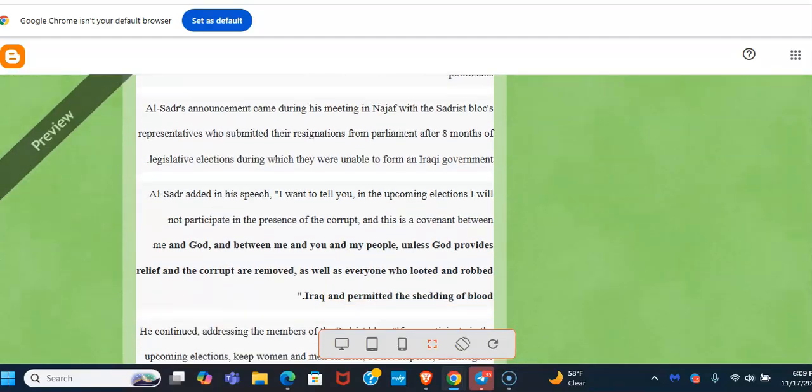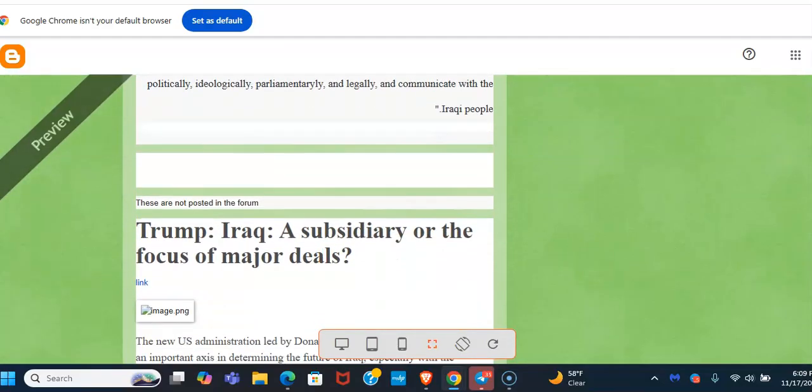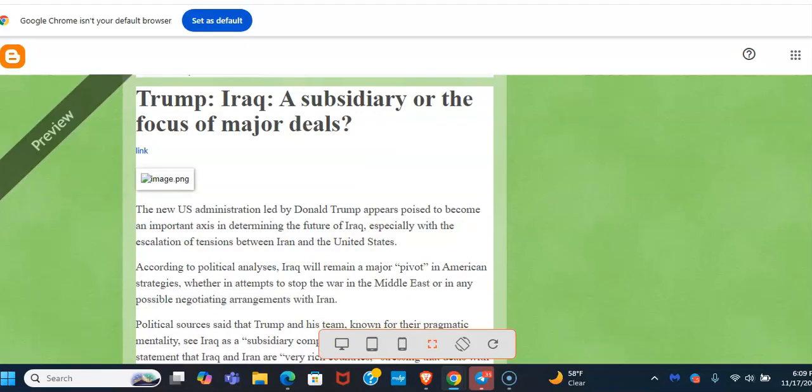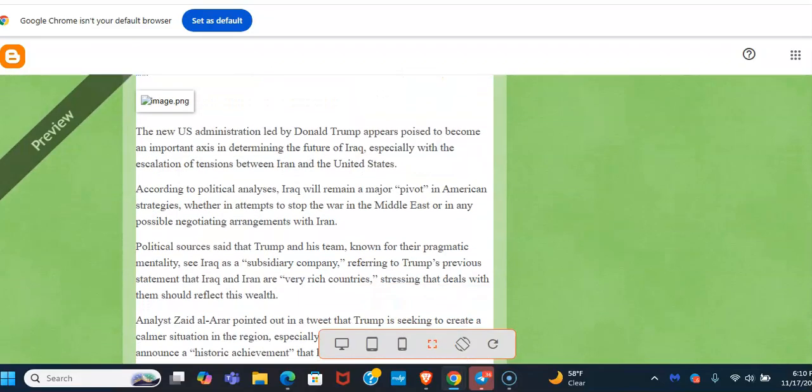But yeah, that was pretty much in the news a lot. All right. And I know there are people who like to read about Sadr and what he's doing, so I posted that. Oh, I could take that out. But anyway, here are some articles about the T-Man. It says Iraq, a subsidiary or the focus of major deals, money, right? Some of you will want to read this, some of you won't, and that's fine. That's what makes it wonderful that we are all different.